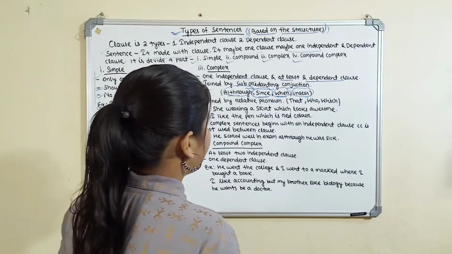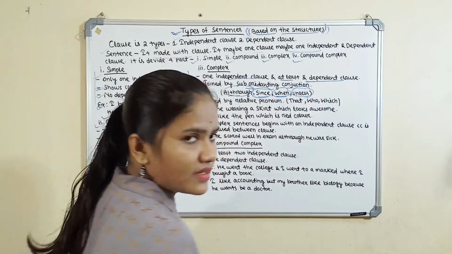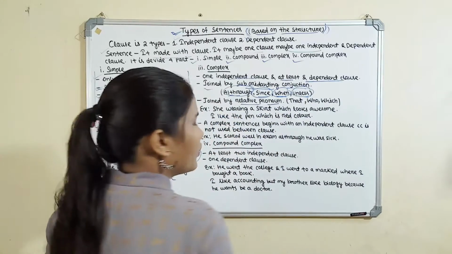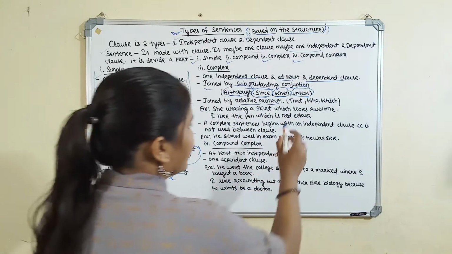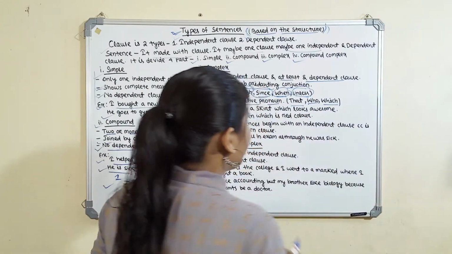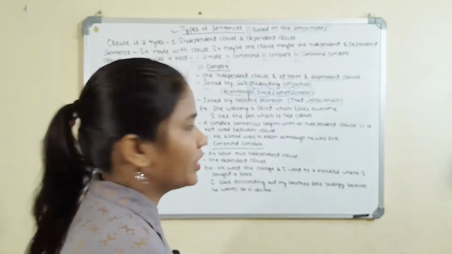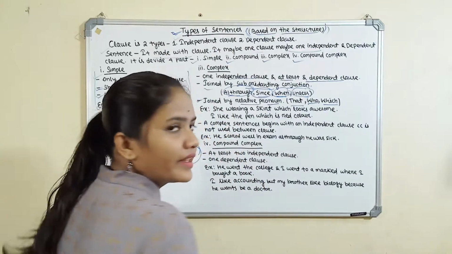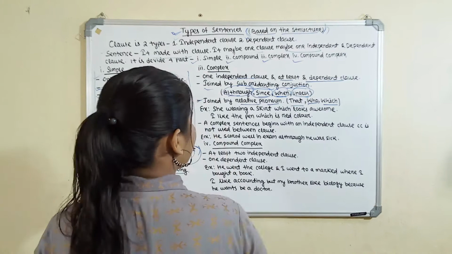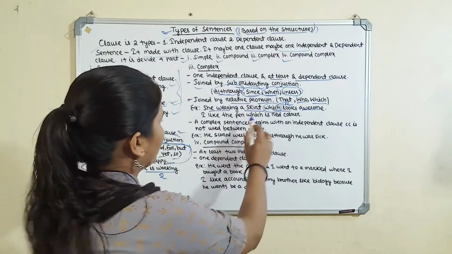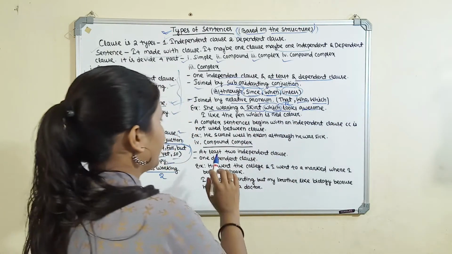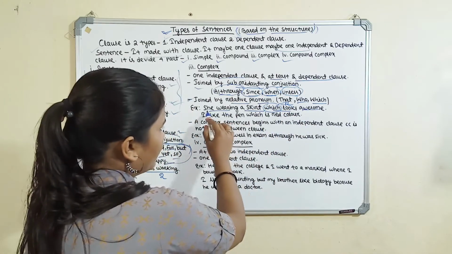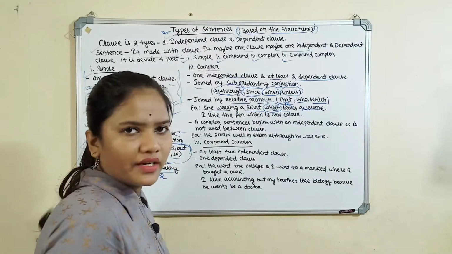In complex sentences, subordinating clauses are here. Then it can be joined by a relative pronoun. Relative pronouns I was learning, that is that, whom, which. If a WH question word is related with a pronoun, that is called a relative pronoun. So that, who, which also join the sentence. Third, let's take the example: she is wearing a skirt which looks awesome. Here which introduces the relative clause, and this is the dependent clause.